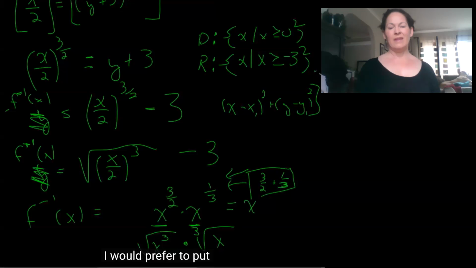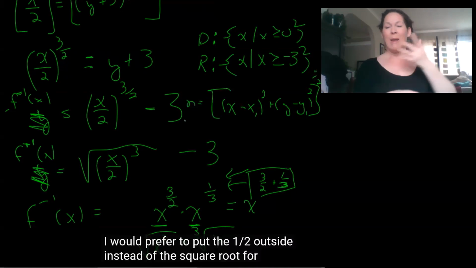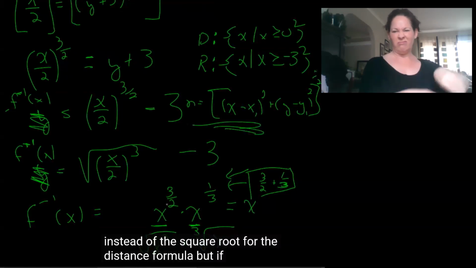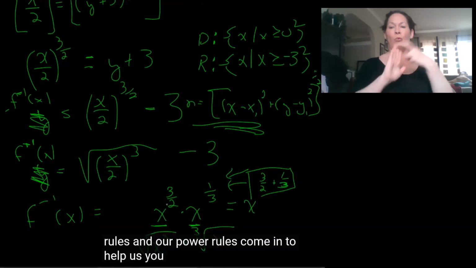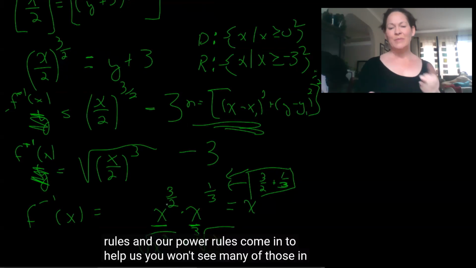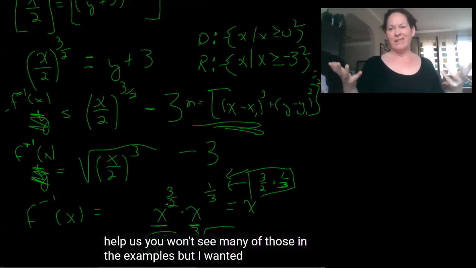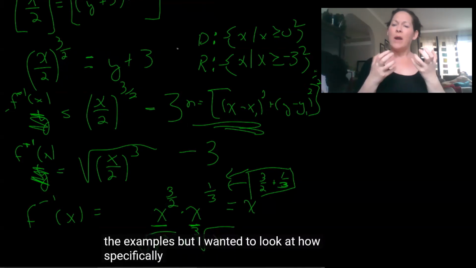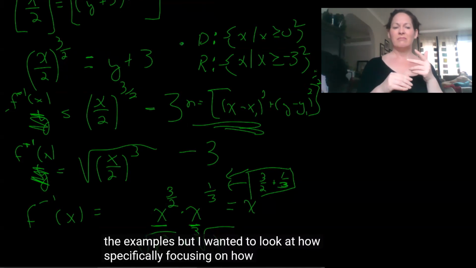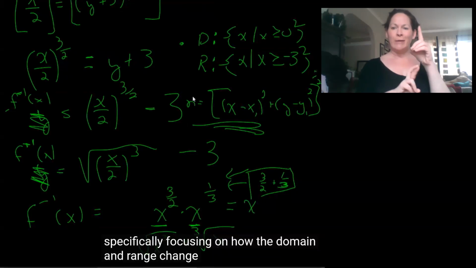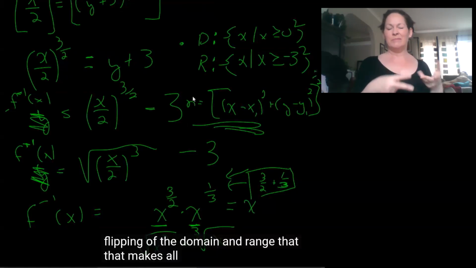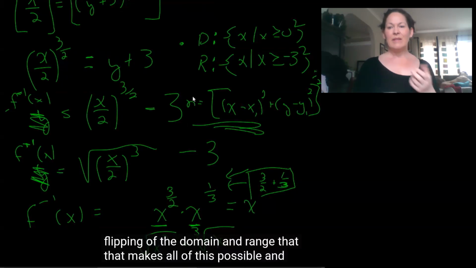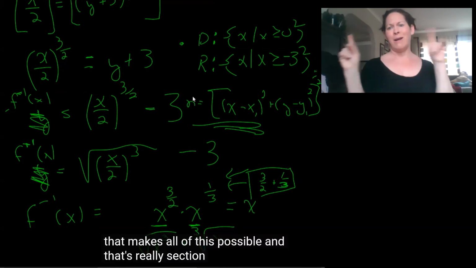I would prefer to put the 1/2 outside instead of the square root for the distance formula. But it's our power rules, and our power rules come in to help us. You won't see many of those in the examples, but I wanted to look at how, specifically, the domain and range change. Because it's that flipping of the domain and range that makes all of this possible. And that's really section 2 in chapter 5.